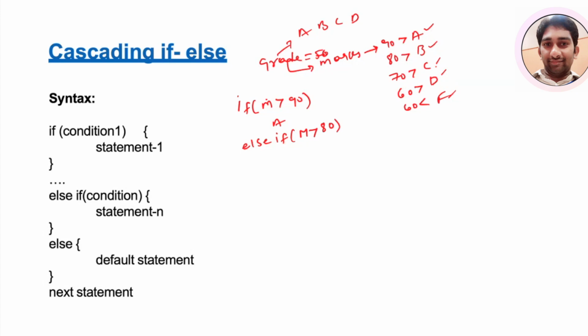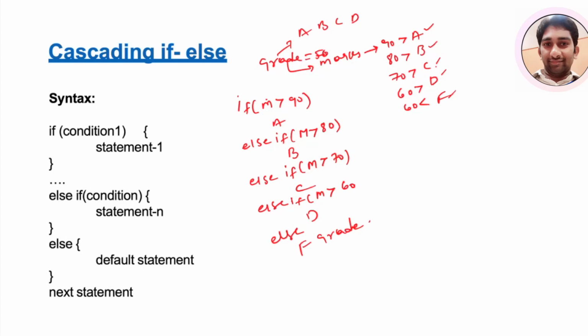Else if marks are greater than 80, then I will be getting B grade. I didn't get that also, then what happens? Else if marks are greater than 70 at least, then I will be printing C grade. Else if marks are greater than 60, then we will print it as D grade. Else if you didn't get any of these particular cases, just we will write F grade.